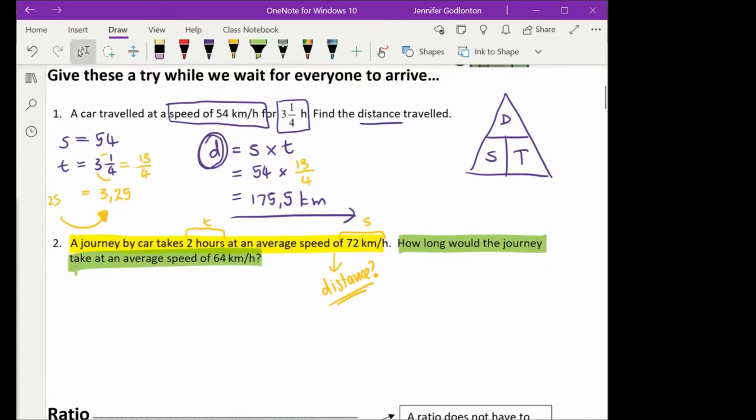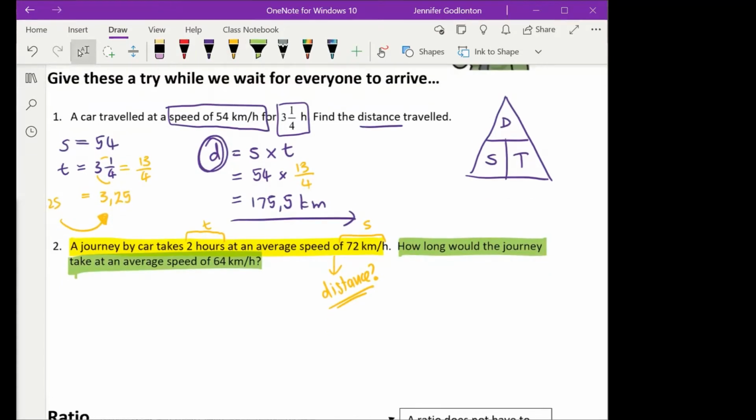So can anyone tell me what the distance of the first part, so that yellow part that I've highlighted, is? You can either write it in the chat or you can talk to me, but I want to know what that distance is. If a car was traveling for 2 hours at a speed of 72 kilometers per hour. Is it? Got very excited there. Yes.